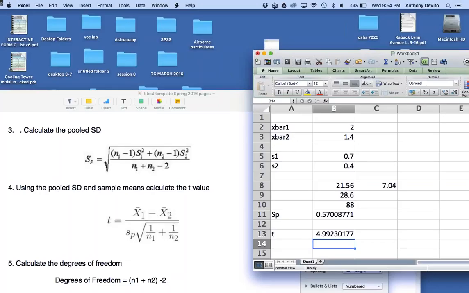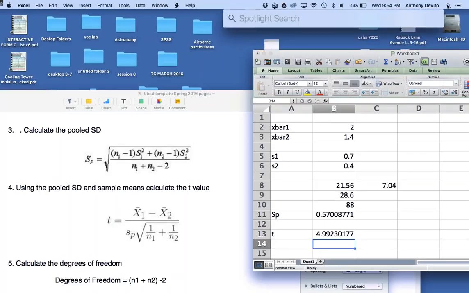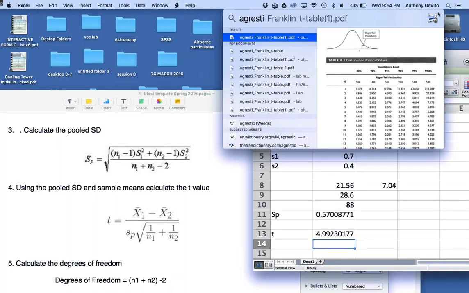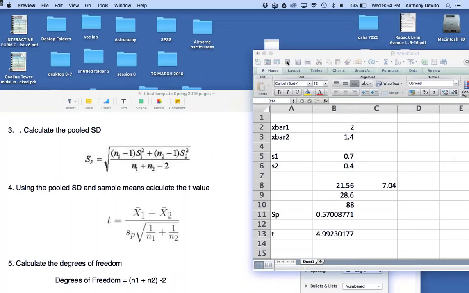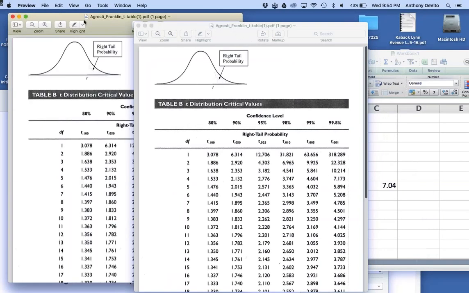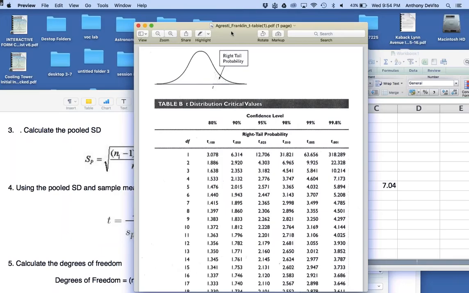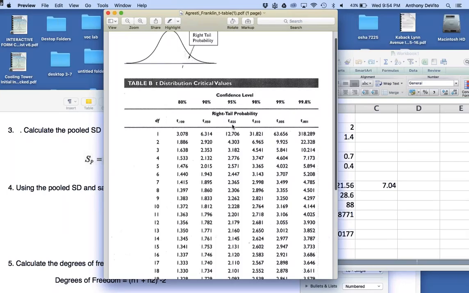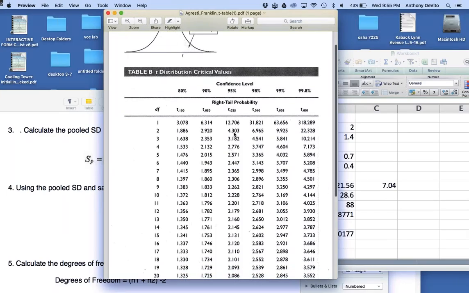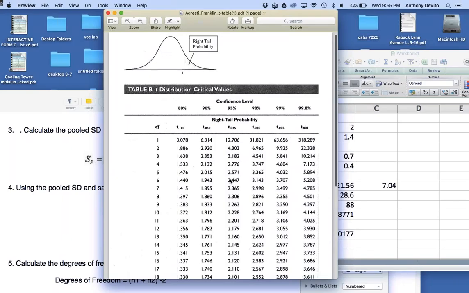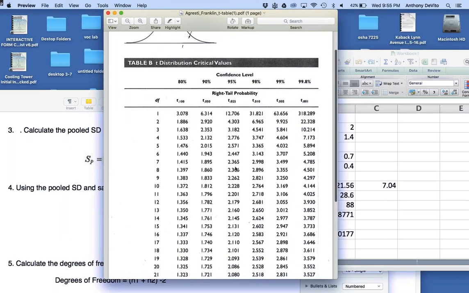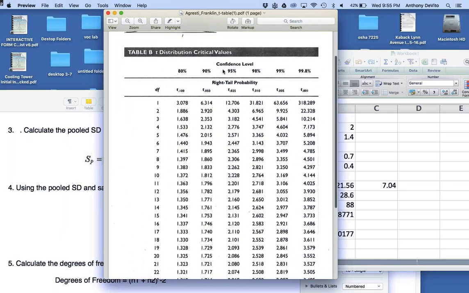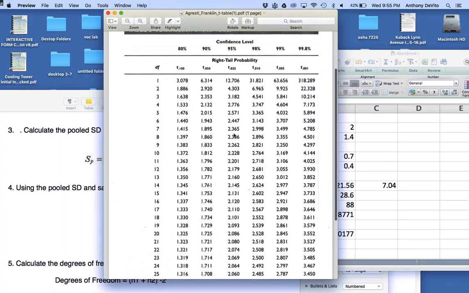Right off the bat, that's a pretty high number. But if I want to check it, I'm going to go to the t-table. Here's our t-table. Since we're working with an alpha of 0.05, it's a 95% confidence interval. In each tail, it's 0.025 for two-sided, so we're looking in this column right here, for an alpha error of 0.05, the same as a confidence level of 95%.